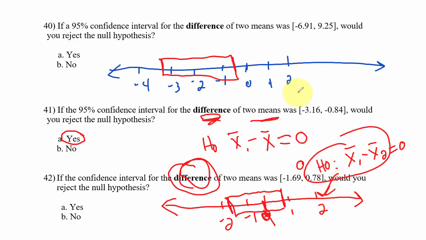So again, the short answer is if the confidence interval for the difference of the means, that's the weird one, if it contains a 0 in it, you do not reject the null.